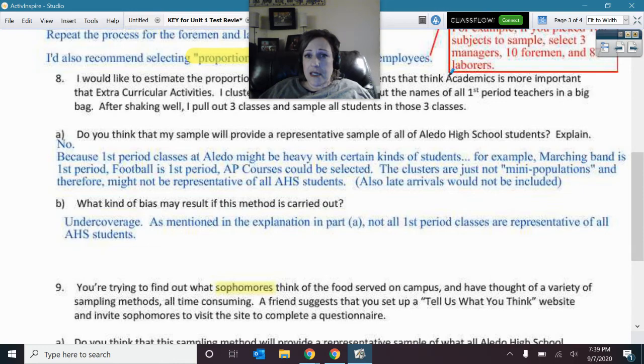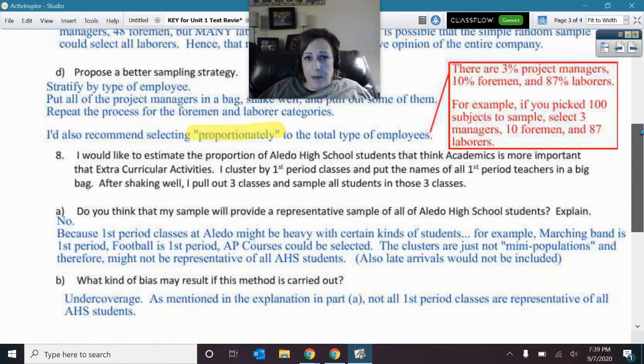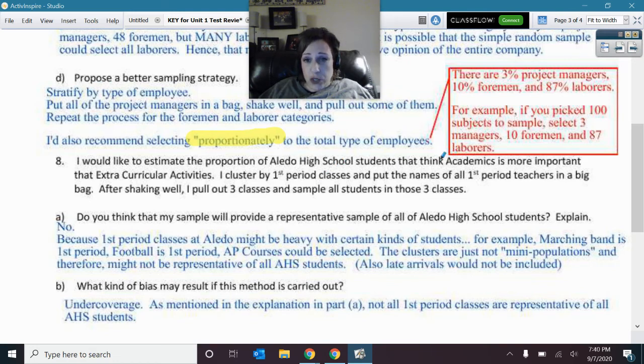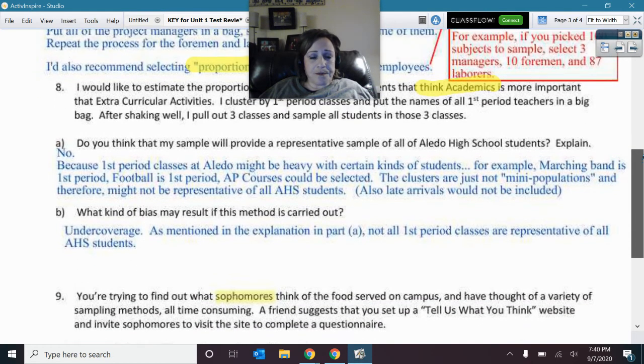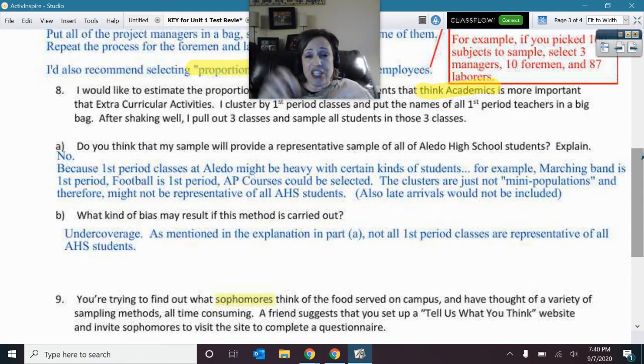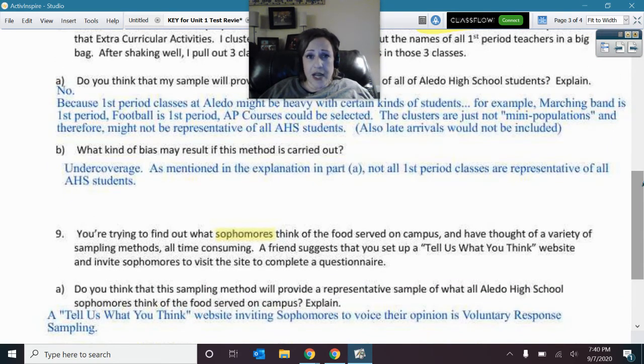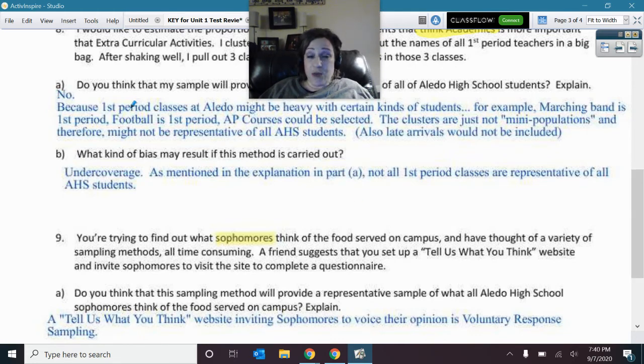All right, next. I want to get an opinion of Aledo High School students on whether academics are more important than extracurriculars. Okay, so that actually matters, and we're again wanting to estimate for all Aledo High School students. So, do you think that putting all the first period classes in a big bag, shaking well, pulling out 3 first period classes, and then sampling those, so this is a cluster, would be representative? And that answer is no, because if you know how Aledo High School classes are organized, the first period classes are heavy with electives. They might be heavy with certain kinds of kids.